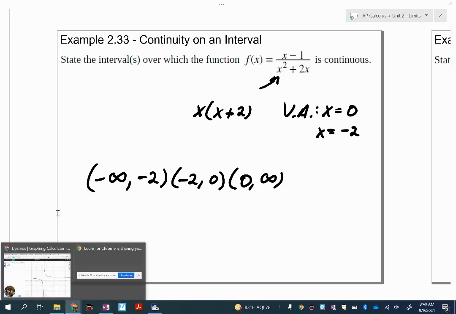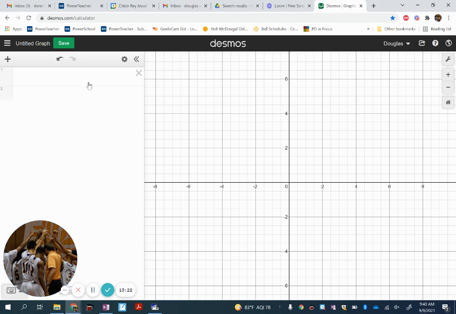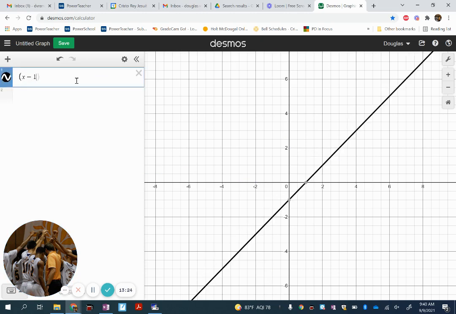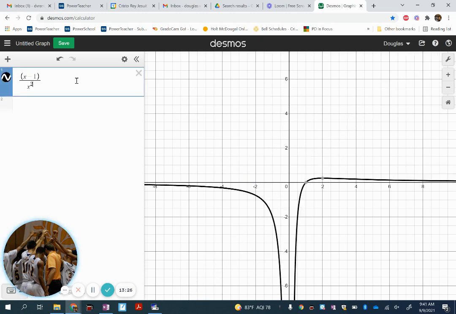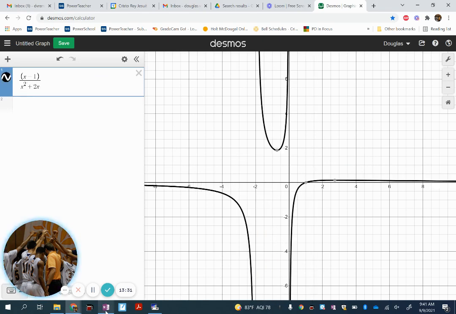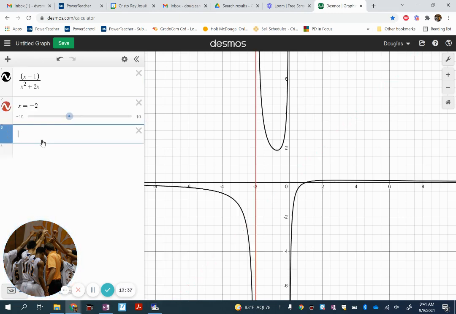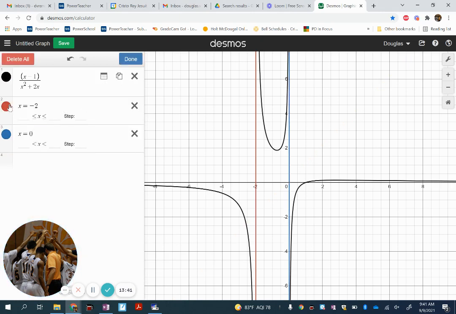So x minus 1 over x squared plus 2x. Confirm. Yes. All right, so there it is. I'll put the asymptotes on there. I found x equals negative 2 and x equals 0. I'll make them dotted lines so you can see that they are, in fact, the asymptotes.